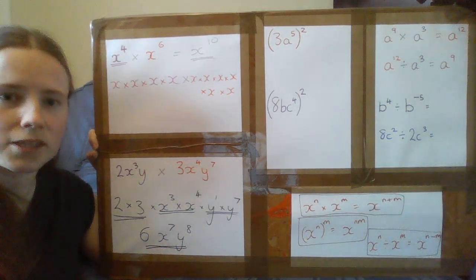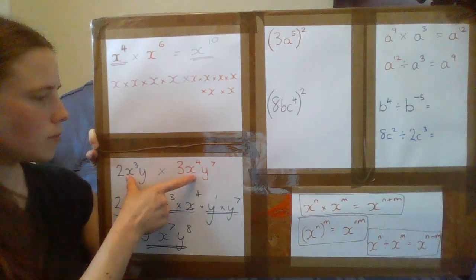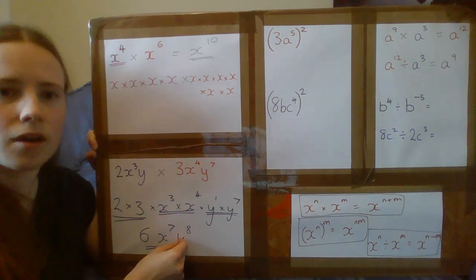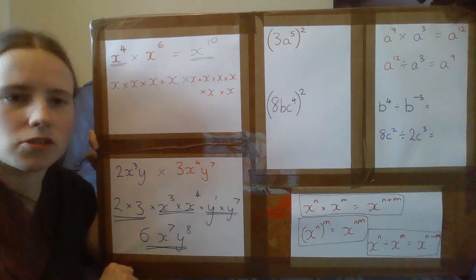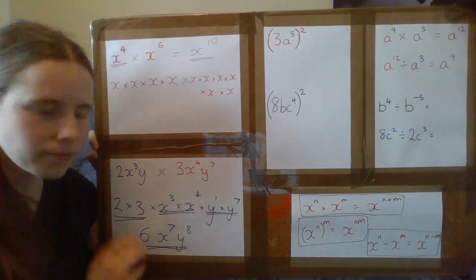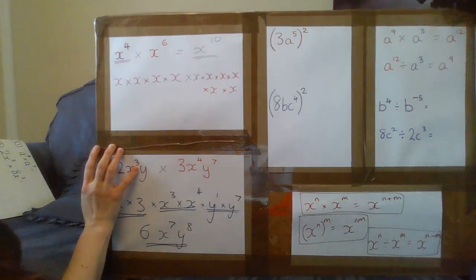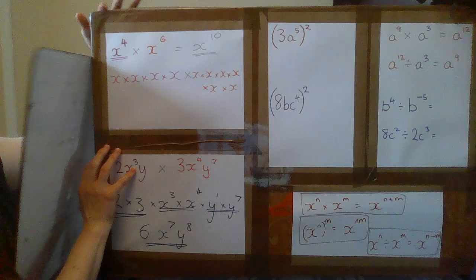When you get confident with these, what you can do is just think 2 times 3 is 6, x cubed times x to the 4 is x to the 7, and y times y to the 7 is y to the 8. But I would encourage you, if you're not 100% sure on this, to write it out just to make sure that you get them right as you go. I'm going to put up a few questions just like these two here for you to practice, and then I'll go through the answers in a minute or two as well for you.